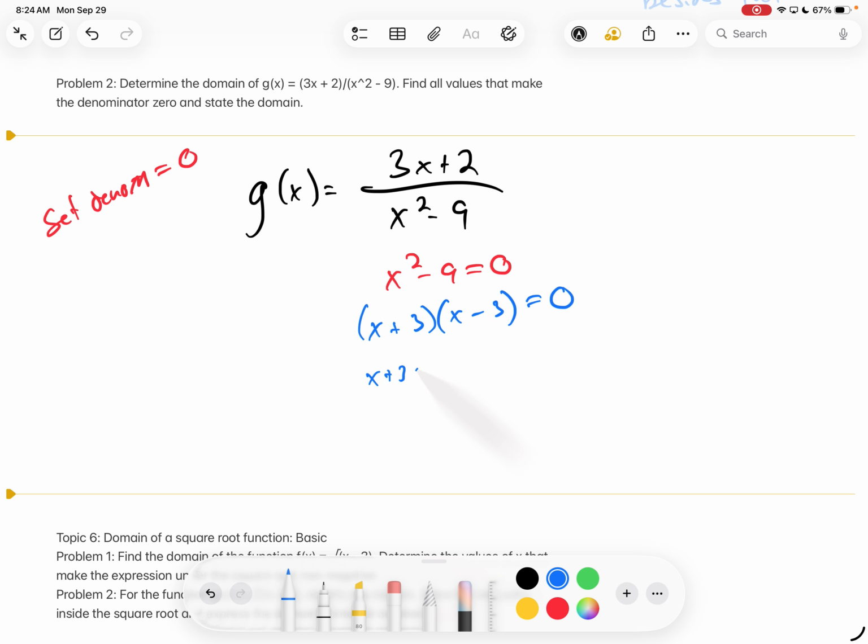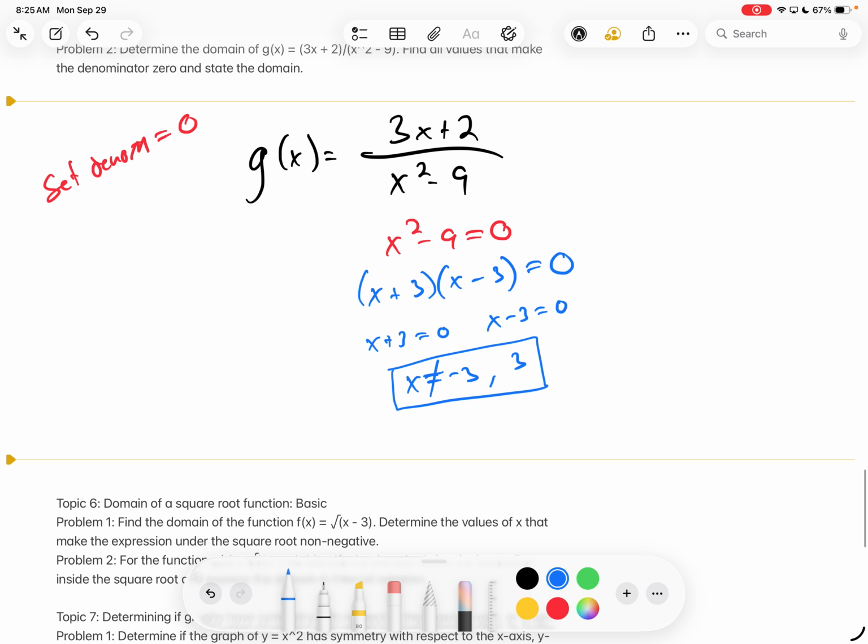And then you set both of these equal to 0. So on this one, I subtract 3. This one, I add 3. So those are the two numbers that x can't be. If I plugged in a -3 or a 3, I'd get a 0 in the denominator, which would be bad.